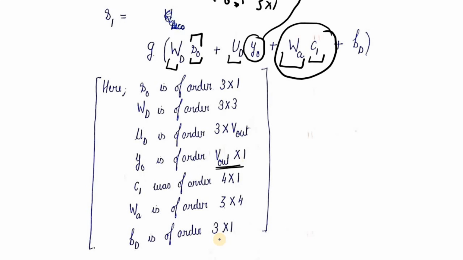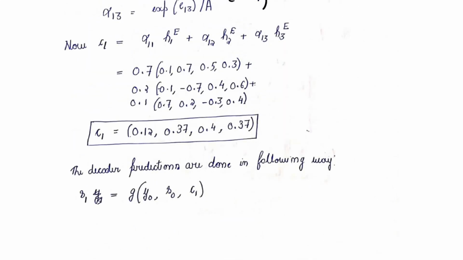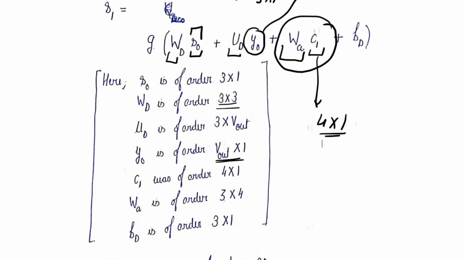S0 is of order 3 cross 1, we have found out. WD will be of order 3 cross 3. Now we know C1 is specifically of order 4 cross 1 because this is how C1 was calculated. To put it in the form of a 3 cross 1 vector, we will need WA to be of order 3 cross 4. Then only it will get multiplied with a vector of order 4 cross 1 and we end up with 3 cross 1. And the bias is the usual 3 cross 1 only.